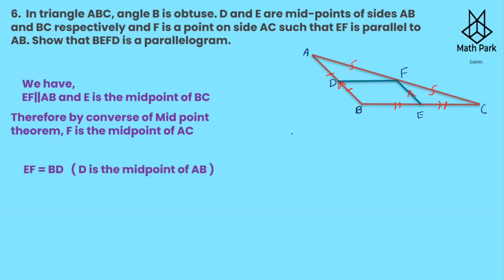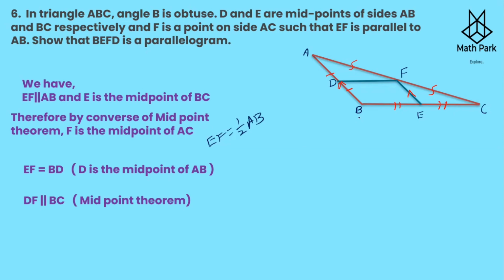Now, you have EF is equal to BD. Why is EF equal to BD? By the midpoint theorem, you will get EF is equal to half of AB, and half of AB is nothing but BD because D is the midpoint of AB. So you got EF is equal to half AD.